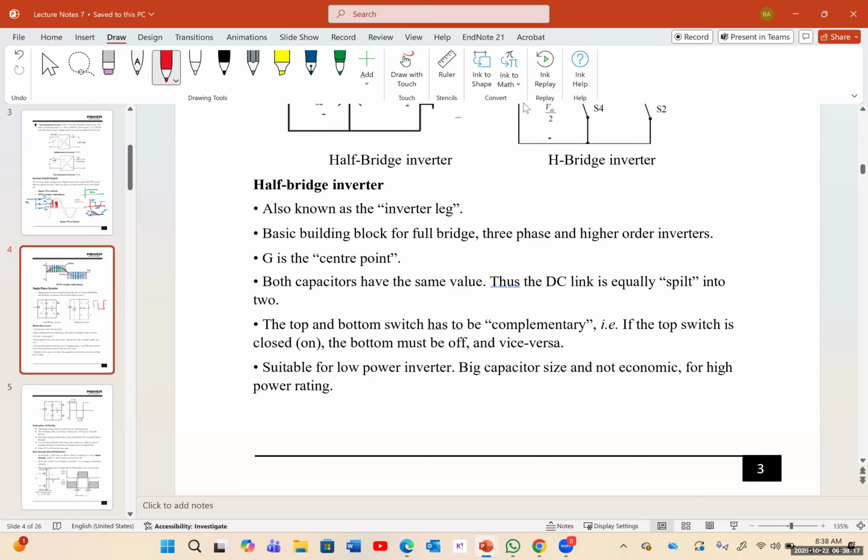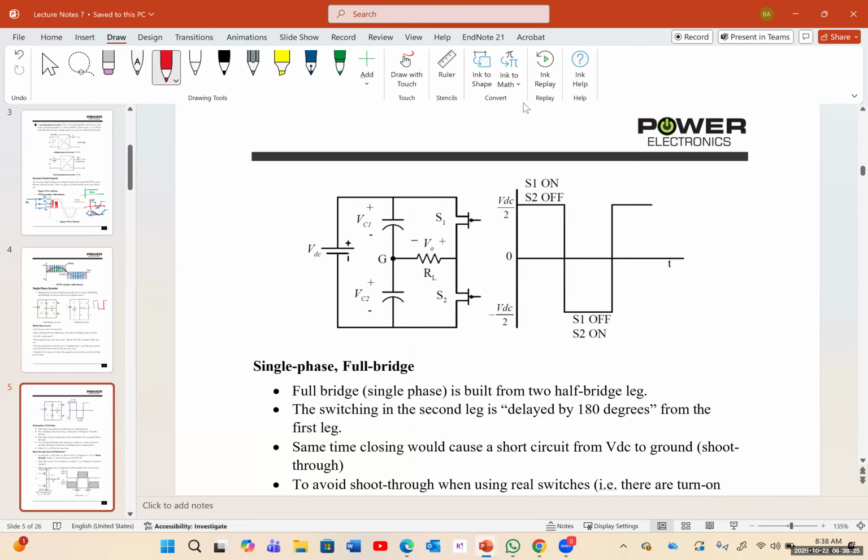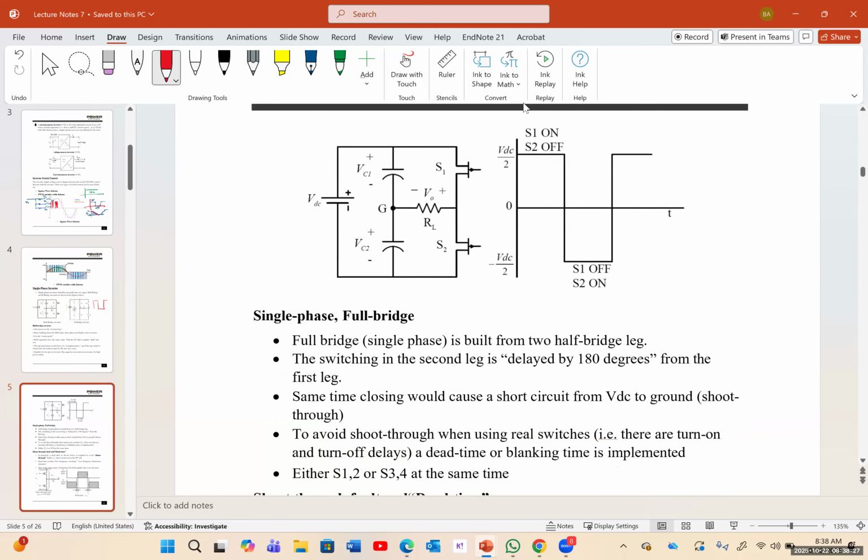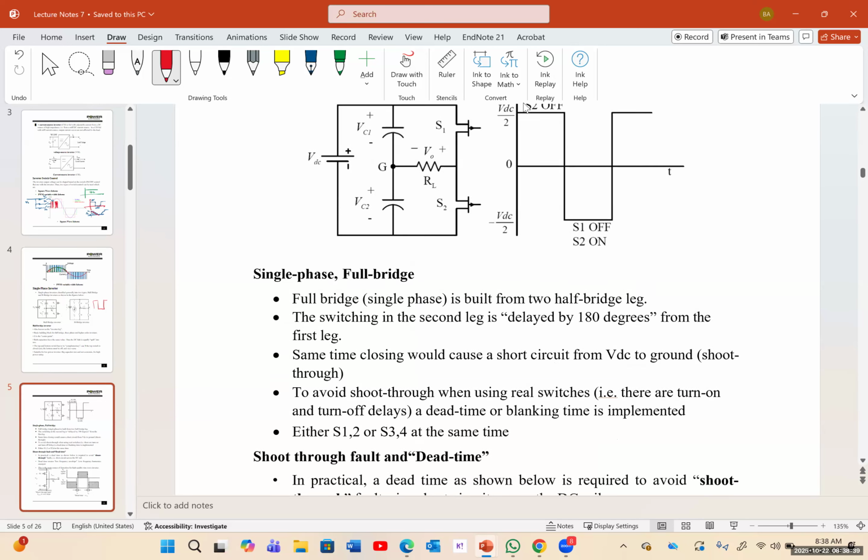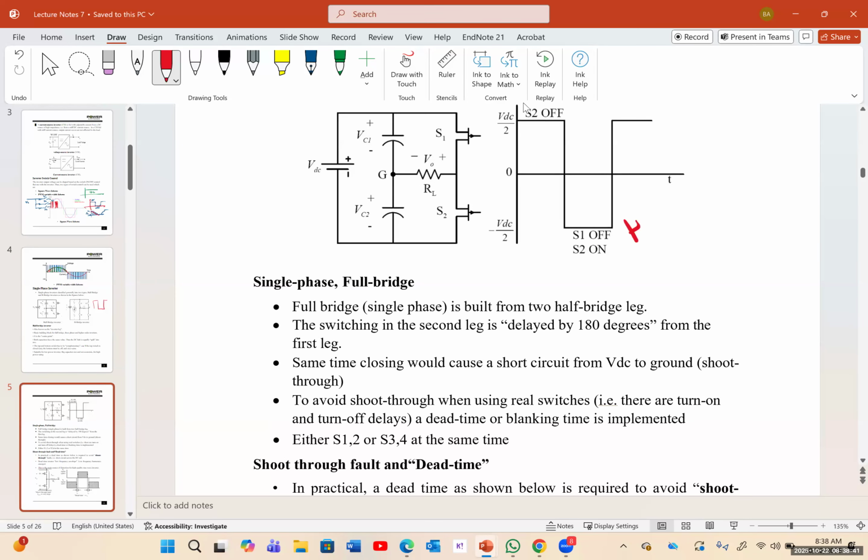This is suitable for low power inverters, big capacitor size, and not economic for high power ratings. So the one that we mainly use are, again, this is a half bridge. Again, we need a very large capacitor to be able to store that, and it's not economical for high power. Now a single, and this is the half bridge, by the way, half bridge.